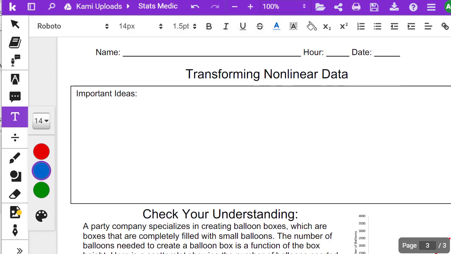Okay, so now what are the important ideas? Well, I'm going to kind of just steal them out here and cheat.